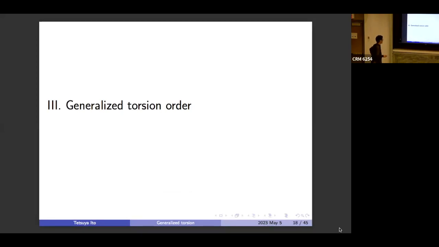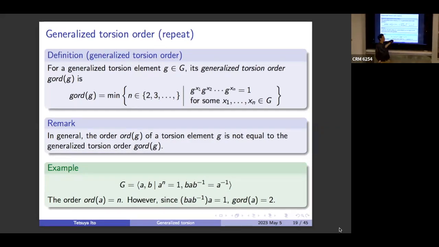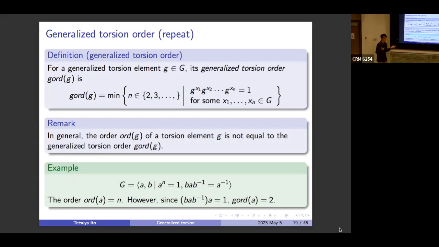Okay, then I would like to proceed to the different topics, generalized torsion order. Let us review the definition again. This is the definition of a generalized torsion element, and the generalized torsion order is the minimum n such that this equation is satisfied.